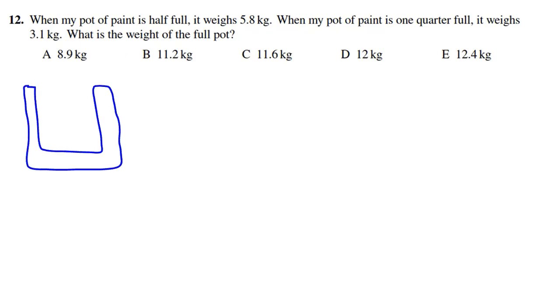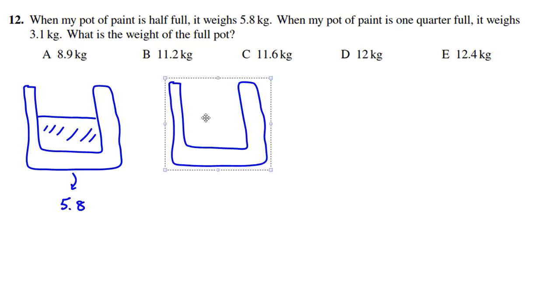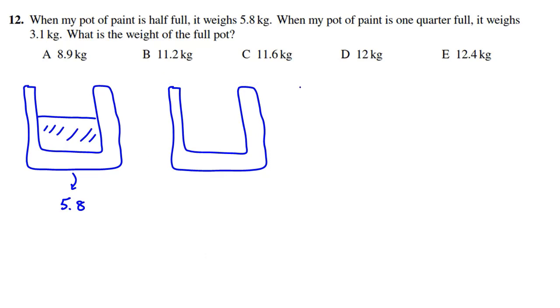and at first it says when my pot of paint is half full, meaning for example up to here, it weighs, with the pot, 5.8. Now let's draw another pot. When my pot of paint is 1/4 full, half of this part, it weighs 3.1 kilograms. And then it says, what's the weight of the full pot?